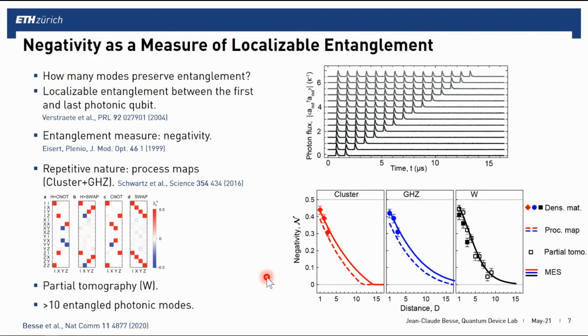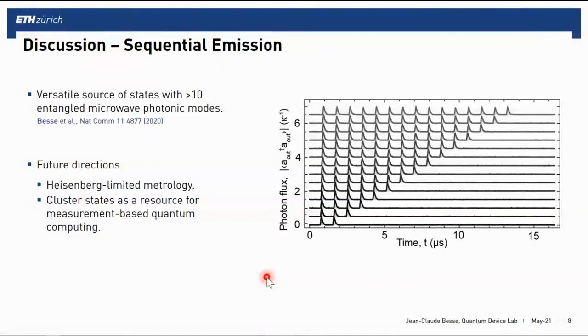As a summary for this first part, I've showed you a versatile source, the unique device able to generate a wide family of states. Those states all have more than 10 entangled microwave photonic modes, so we have a large resource of itinerant entangled states, from which we look forward to do things like Heisenberg limited phase metrology or measurement-based quantum computing.